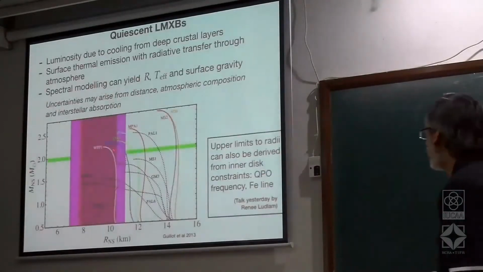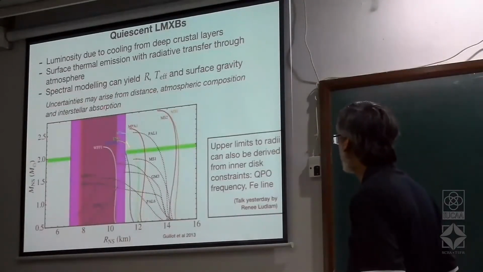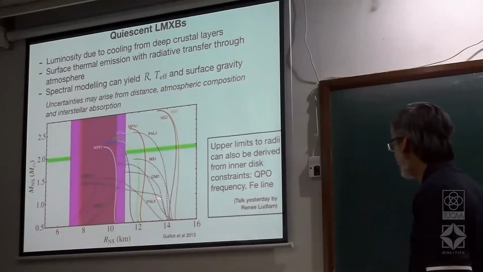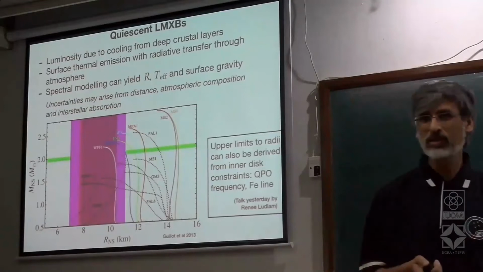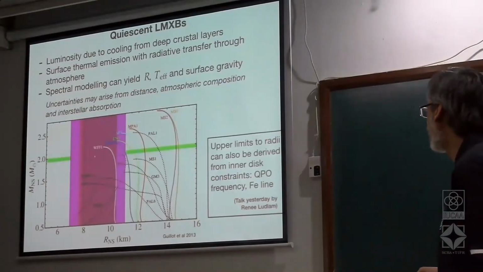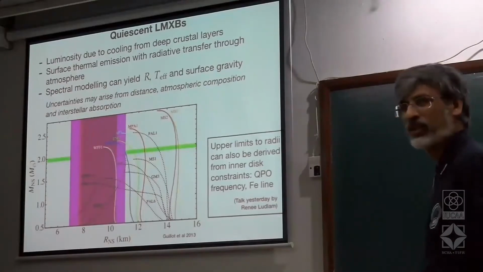So the best constraints that you can get here, I mean, there is a better constraint from a more recent paper which is not yet published, but it's somewhere around 8 to 10 kilometers. It's been moved a little up in the more recent work.